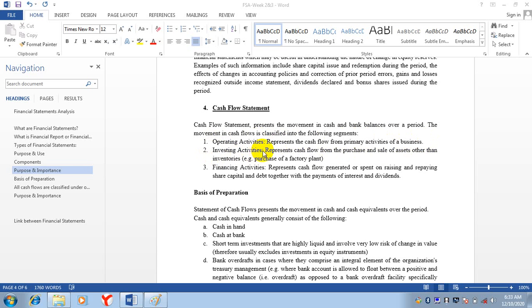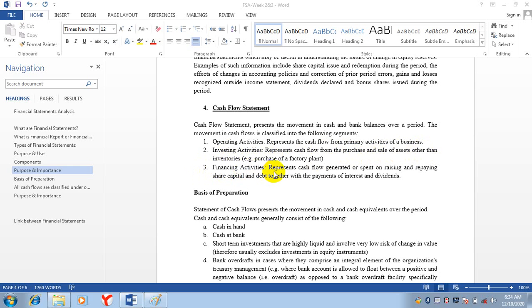Investing activities. Investing activities represents cash flow from the purchase and sales of assets, other than inventories. Inventory is coming here in operating activity. But in investing activity, we are concerned about the purchase and sales of assets. It can be fixed assets. It can be other assets like bonds and shares. These are also assets. So here we are concerned about the purchase and sale of assets. Here is an example, purchase of a factory.